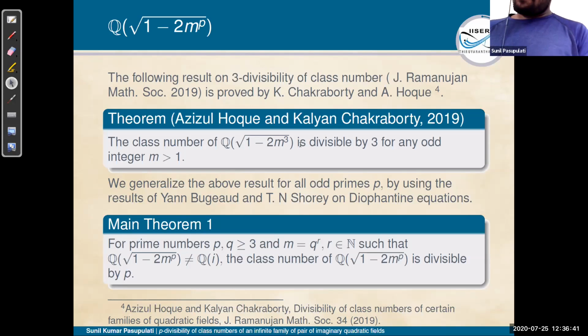The condition that I have here, that Q(√(1 - 2m^p)) is not equal to Q(i), is just to make sure that 2m^p - 1 is not a square.